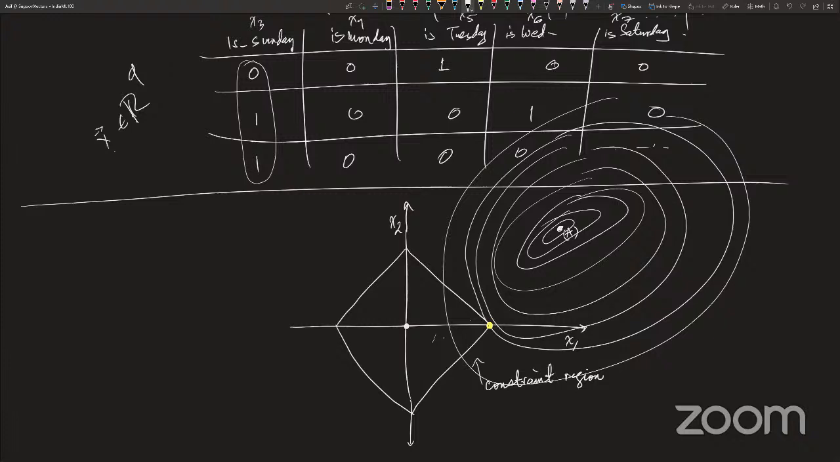You said you are going to release the code for the K-means clustering. Yeah, yeah, I'll release it.